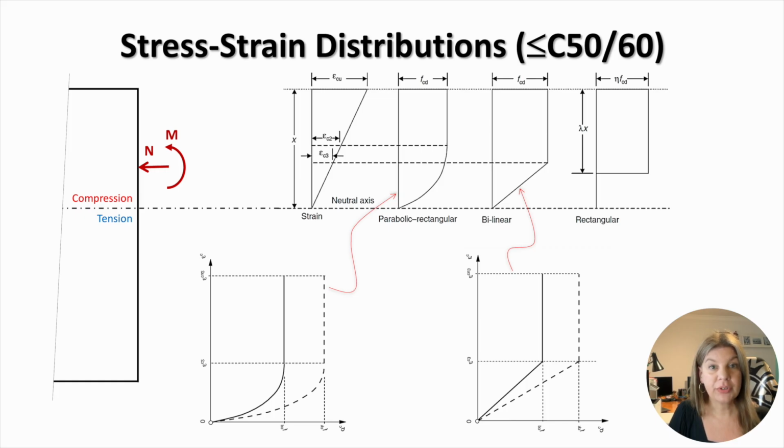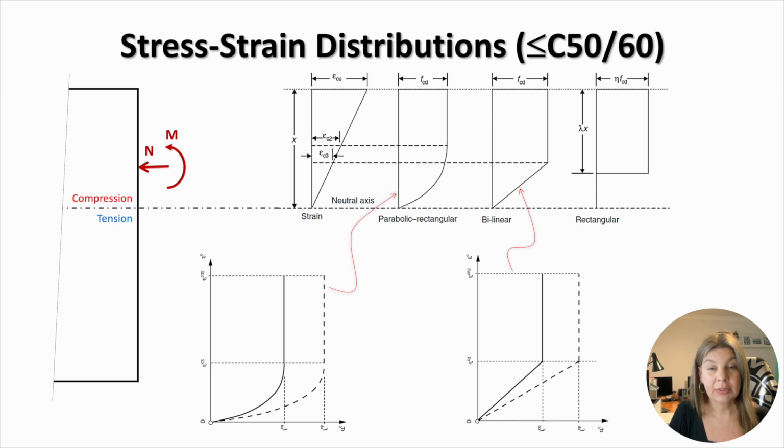Now we can also consider the rectangular distribution of stress in the compressed concrete, which is shown on the right. As you can see, the distribution only extends over a part of the compression zone of concrete x defined by the parameter lambda. The compressed concrete is assumed to be stressed to a portion of the compressive strength defined by parameter eta. The rest of the concrete in the compression zone is assumed as not stressed.